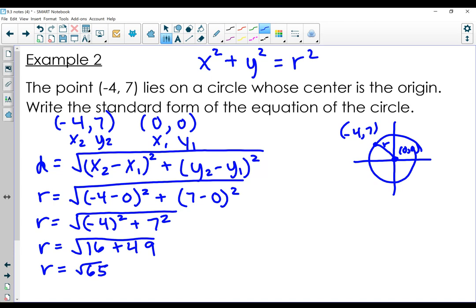So when I use this number in my formula, remember my standard equation of a circle has r squared. So I will need to go ahead and square both sides of this, which means r squared will just equal 65. So my standard form for the equation of a circle will be x squared plus y squared equals 65.